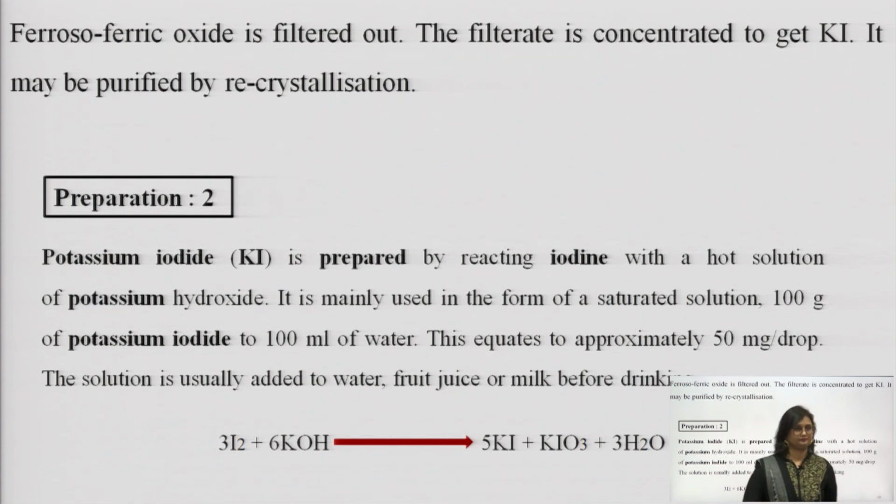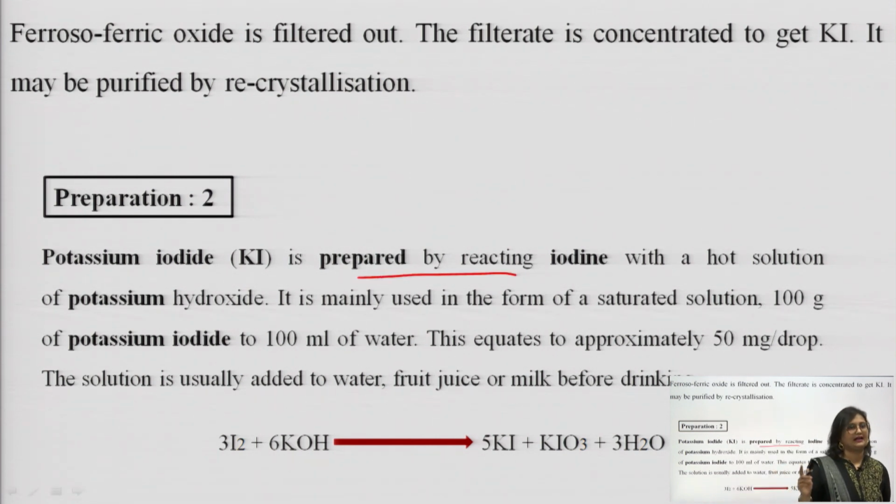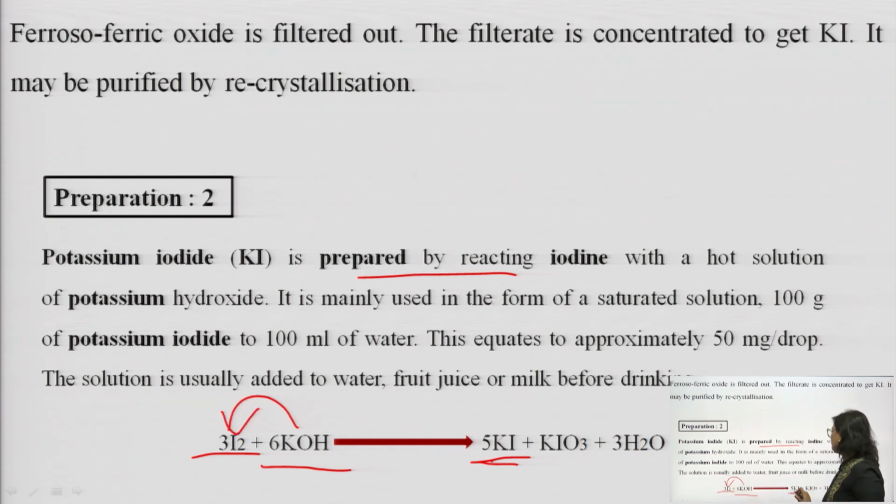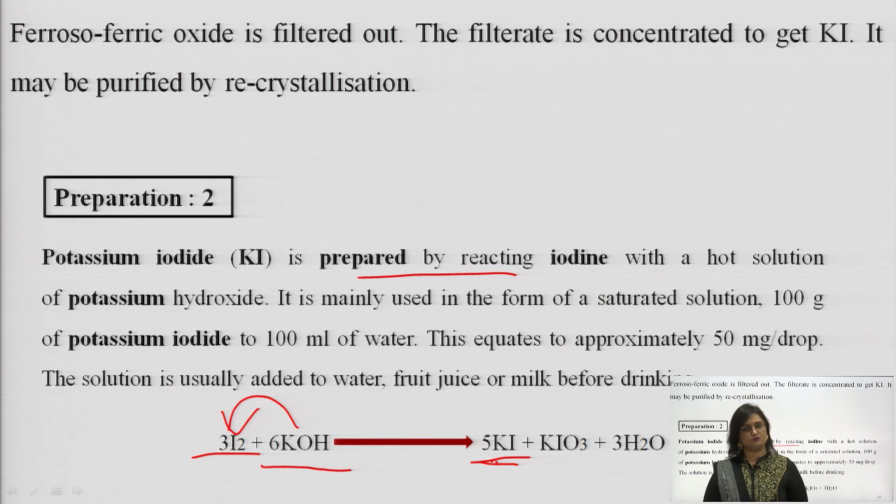Step number 2. Potassium iodide can also be prepared by reacting iodine with a hot solution of potassium hydroxide. Iodine may also be treated with a hot solution of potassium hydroxide and potassium iodide is removed out. 5 molecules of KI get removed out. Potassium iodide is prepared by reacting iodine with a hot solution of potassium hydroxide.